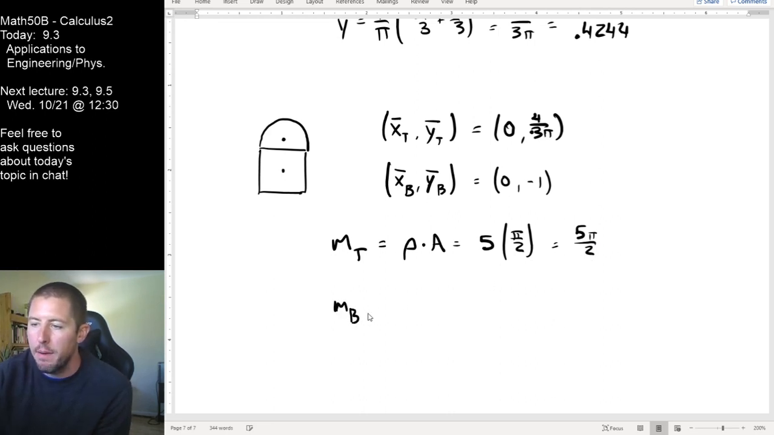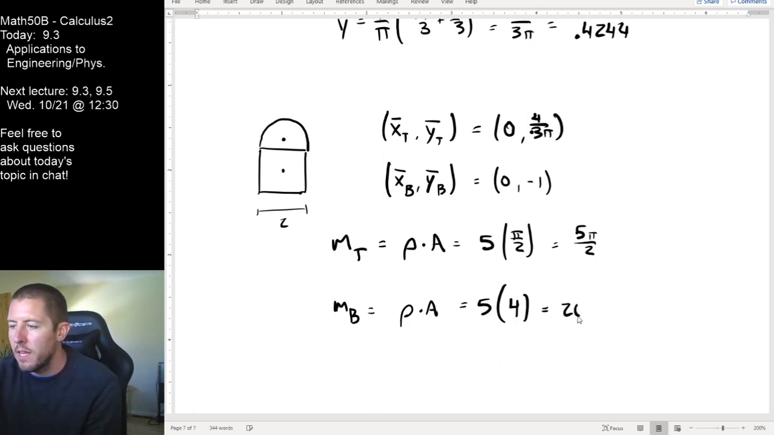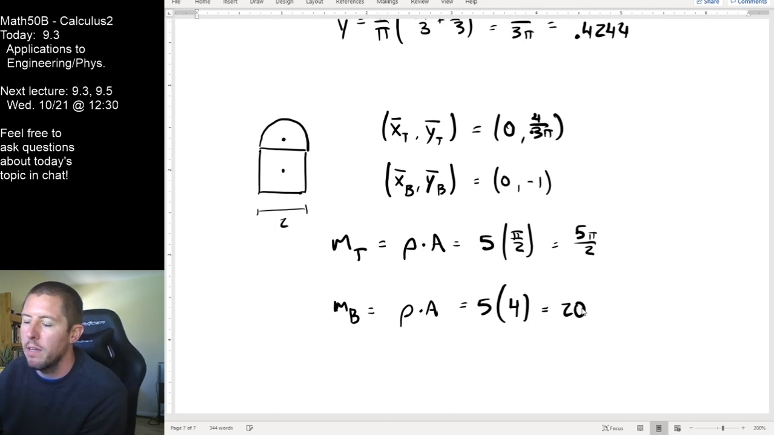The mass of the bottom part is our density times our area. Density is 5. For the area of this square down here, notice that it's a radius 1 circle, so that's a 1 and a 1. The circumference is 2. That's a side length. So our area here is going to be 4. So that's got a total mass of 20.